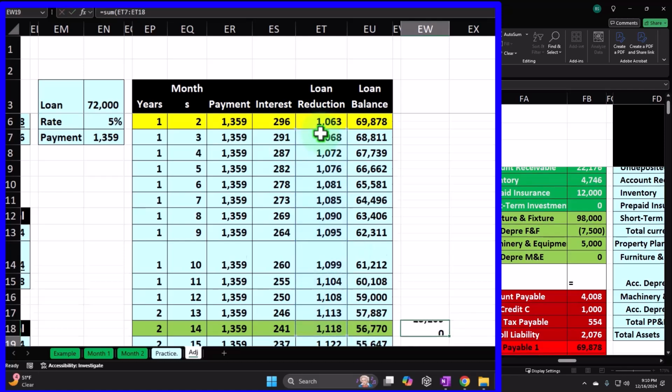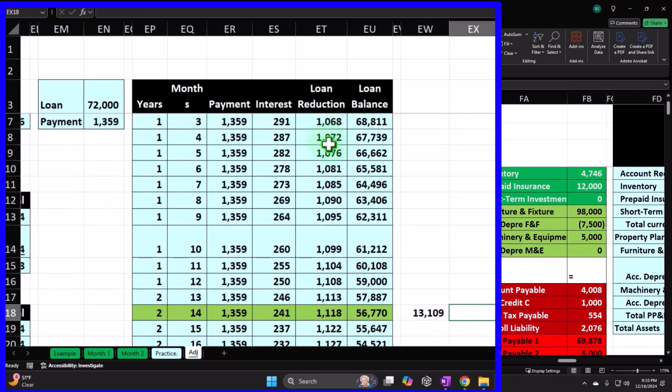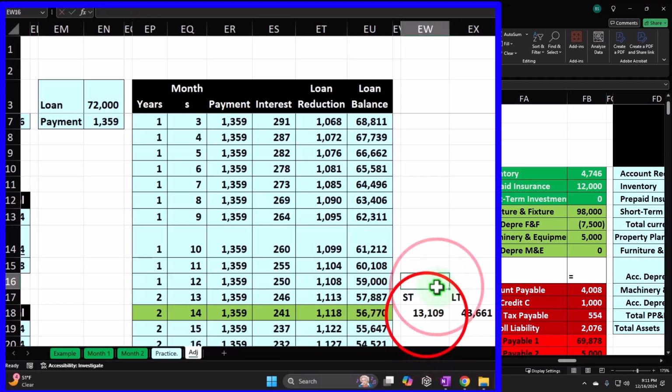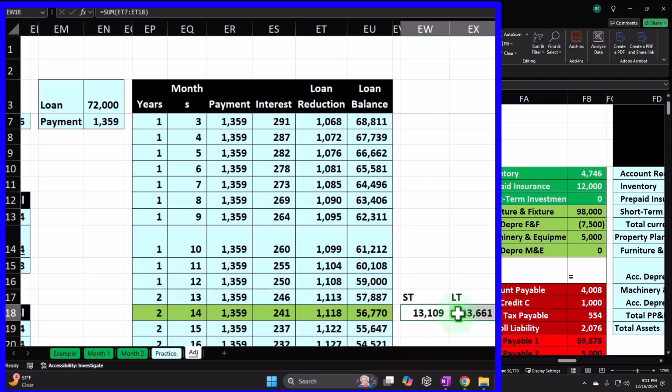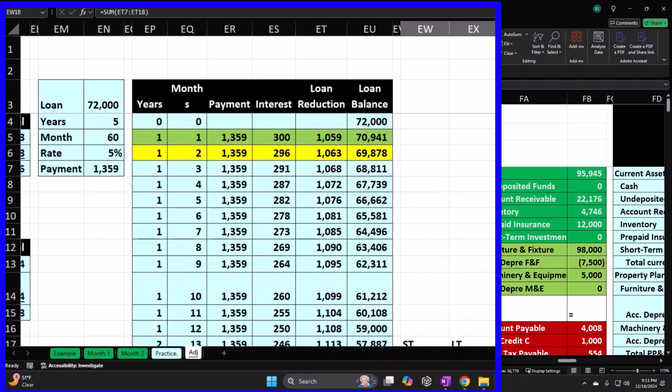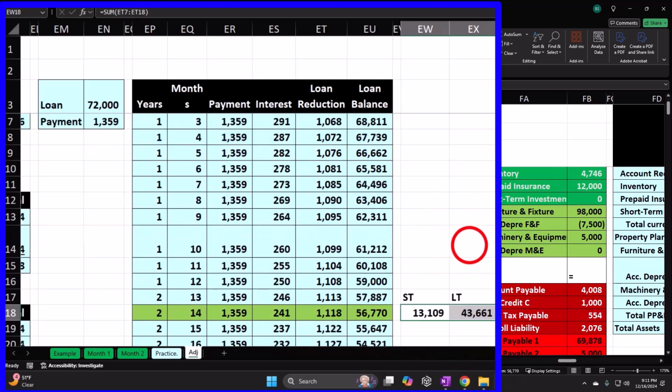So there's the principal portion of the payment. So that would be the short-term payments. And if I'm at 56,770, then I'm going to say this is the total loan after 12 months minus the short-term portion gives me the long-term portion of the 43661. So this is going to be short-term, long-term, and if I add those two together, I come up to 56,770. I'm sorry, I messed that up.